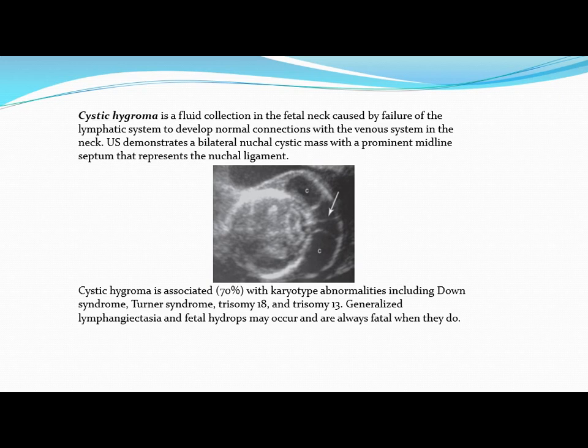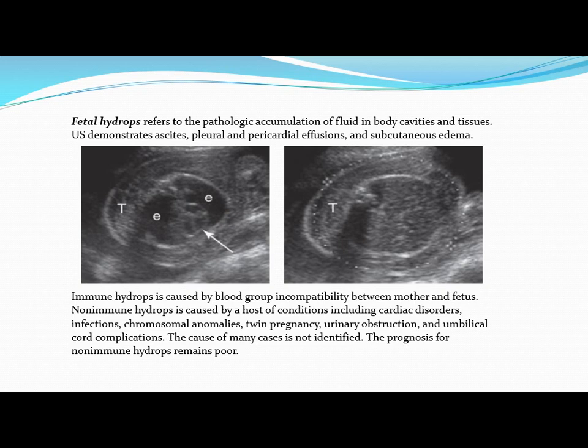Next. Cystic hygroma. It's due to abnormal development of the lymphatic structures of the baby. There will be some multiseptated cystic structure at the back of the neck. You can differentiate it by the presence of a septum at the middle, that it is not a meningocele. There is a septum at the middle. It is the nuchal ligament of the baby.